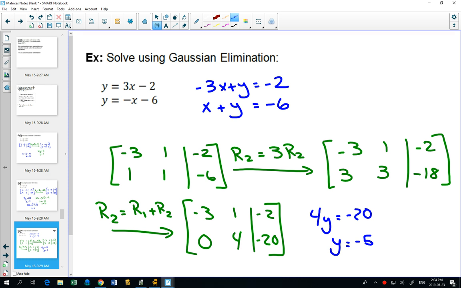So we have to do quite a bit of mental math here. You could have put this together by saying I want row 2 to equal row 1 plus 3 row 2's and done it in one step. But sometimes doing it in one step will cause you to make a mental math error. So you might want to take an extra step. Just multiply a row by something. And then once you get y is equal to -5, plugging that back in, I think you get x is equal to -1.